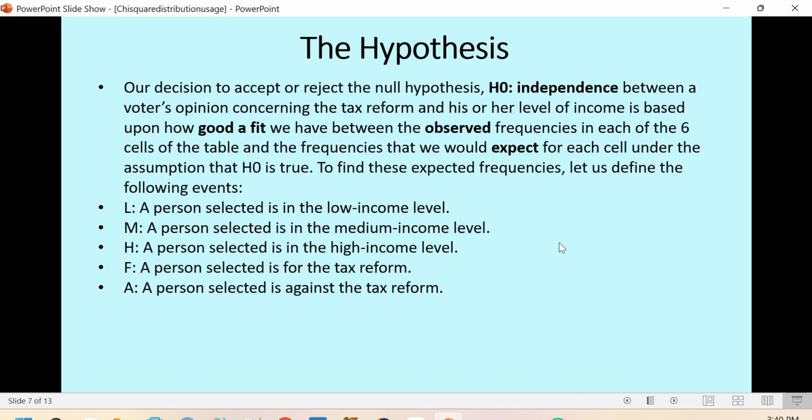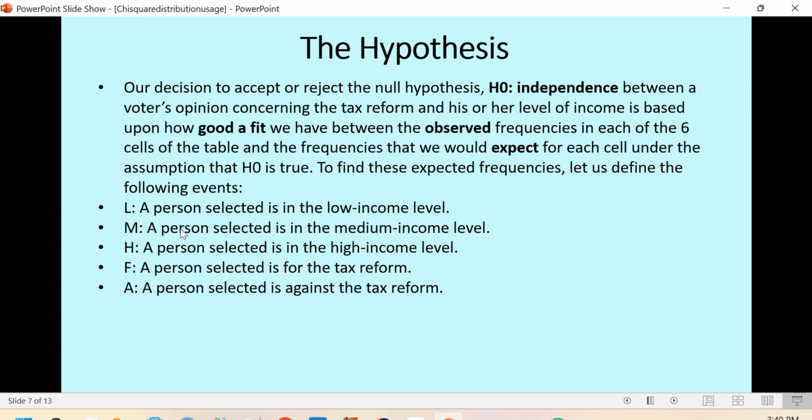Then we set up the hypotheses. The null hypothesis H0 means independence is true. So we say this is a goodness of fit, and the observed values are not so different from the expected values, right? If this independence is true, the observed values will be very close to the expected values because the variables are not influencing each other, right?